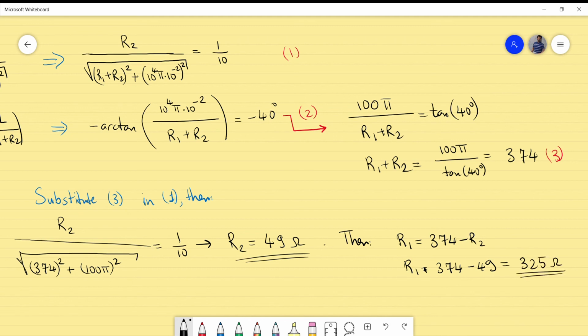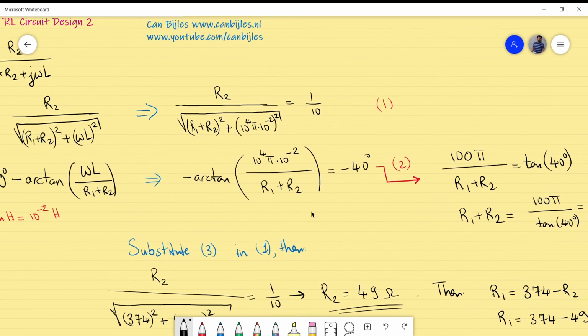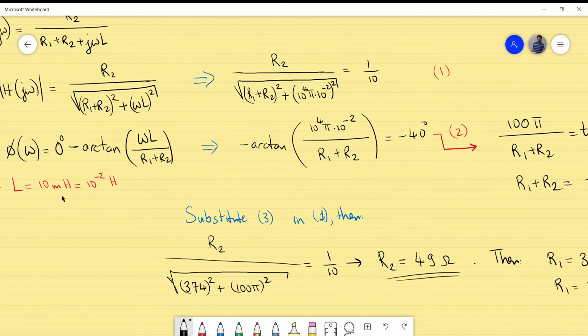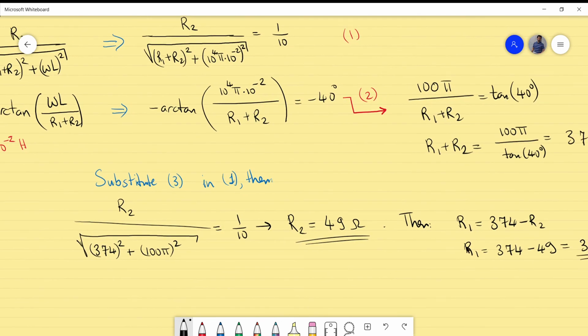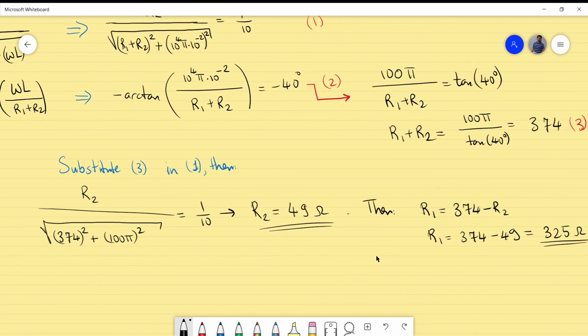So I have now all of the components: R1, R2, and of course the inductor we have chosen as 10 millihenries. That's actually your choice. You can choose again the resistor, and it will be also valid, and you will find another inductor and another value for the resistor. So this is not a unique solution. Alright, that was our second example about our RLC circuit design.